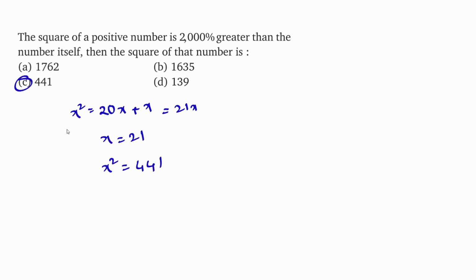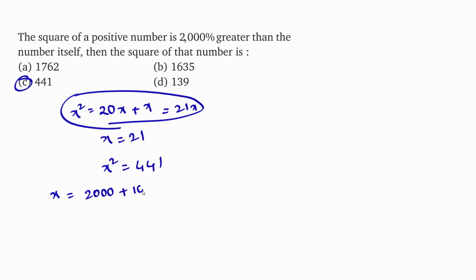There should not be any problem in arriving at this, but if you do, let me try to simplify it even more. A certain number is 2000% greater than the number itself. That means it's 2000 plus 100% of that number.